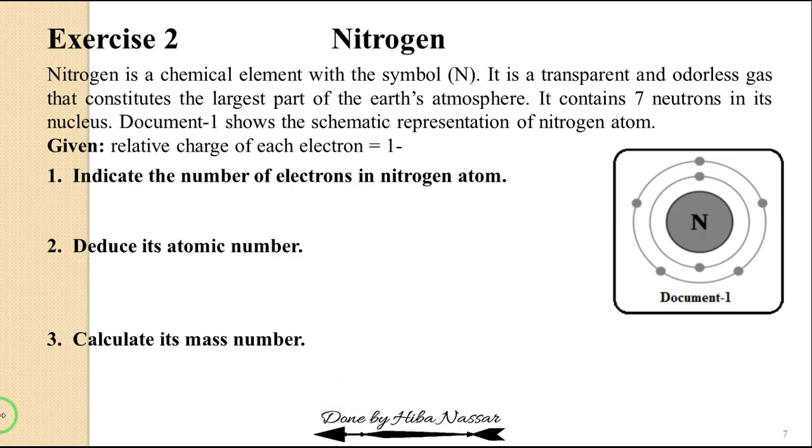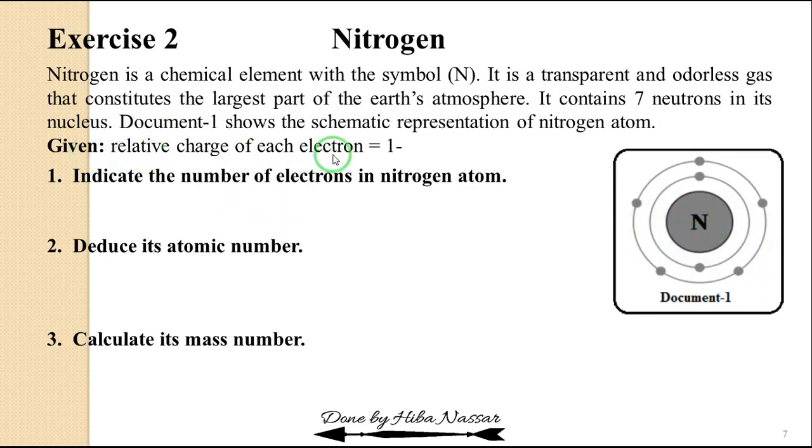Now moving to exercise number 2 about nitrogen atom. Nitrogen is a chemical element with the symbol capital letter N. It is a transparent and odorless gas that constitutes the largest part of the Earth's atmosphere. It contains 7 neutrons in its nucleus. Document 1 shows the schematic representation of nitrogen atom.